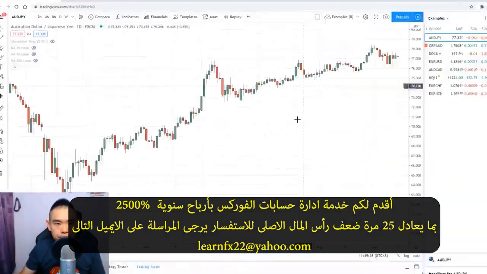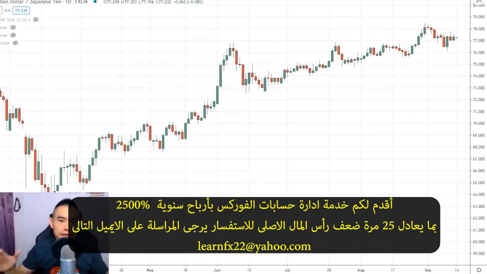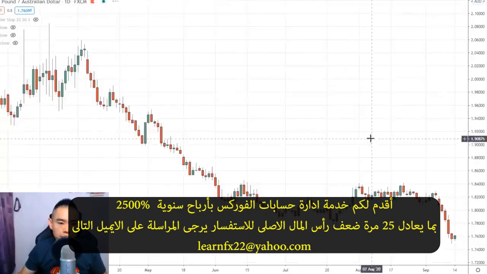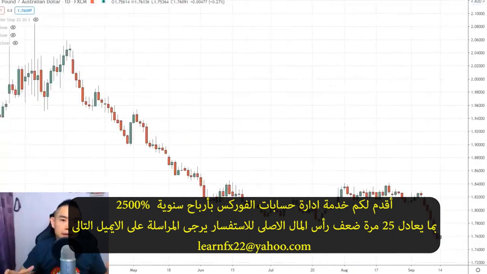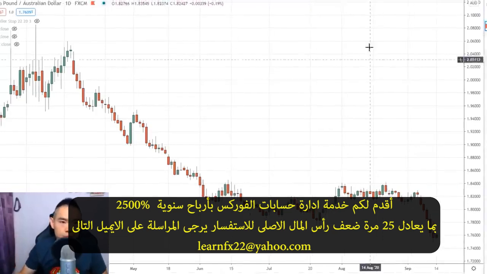If you look at this chart, Aussie, this market is in an uptrend. So what you're going to do is look for buying opportunities. And if you look at this one over here, pound Aussie, this market is in a downtrend and you want to look for selling opportunities. Right? I didn't say sell immediately. I didn't say buy the moment the market is in an uptrend. We will talk about that later. But for now, I want you to be clear on what you should be doing to buy or sell. Okay? So that's the first one.